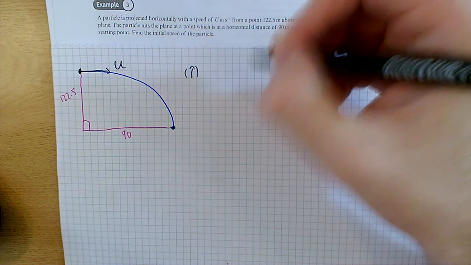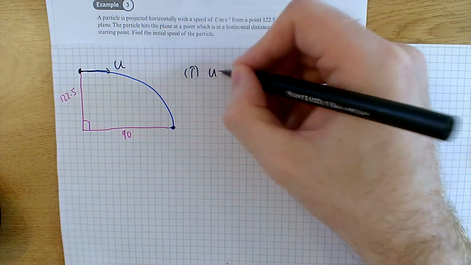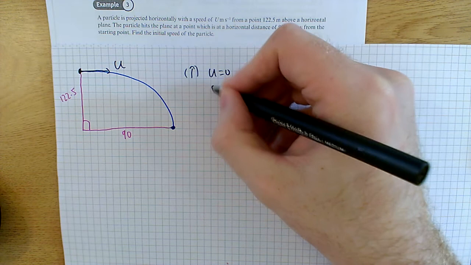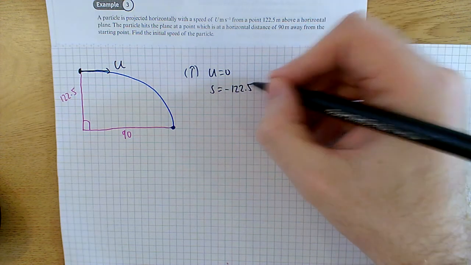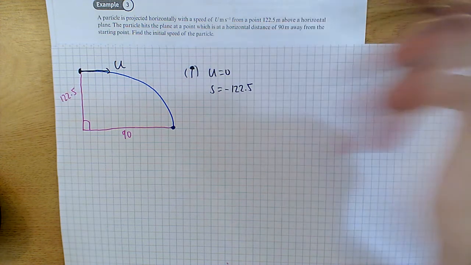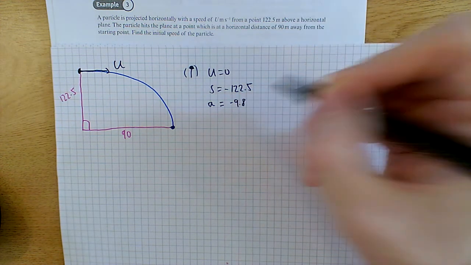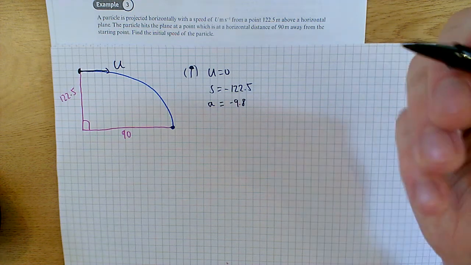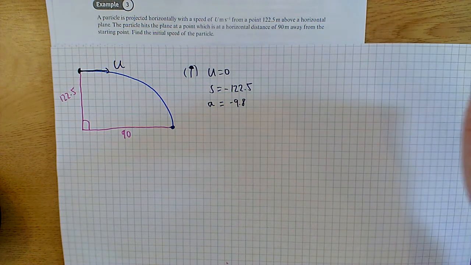Right, we're looking for u, but we still know, because it was projected horizontally, that in the vertical direction u is equal to 0. We know that we've moved down 122.5. I've taken the positive direction as upwards, right? I could have done it as downwards. We'll get to the same answers as I did in the previous example. a is minus 9.8. And then we really have to think about, we've got 3, so we could get the other information. So we have to think about which of those is going to be useful for us.